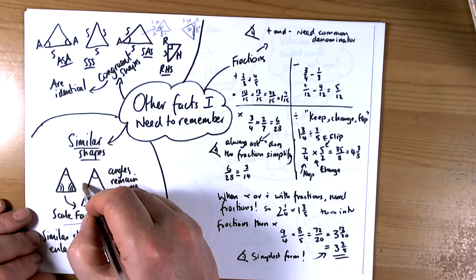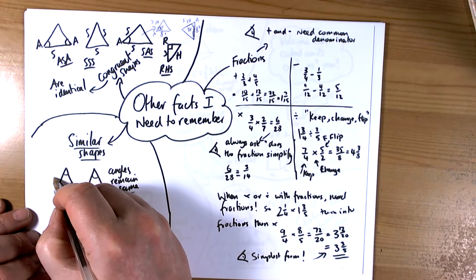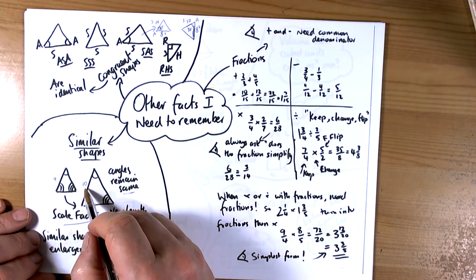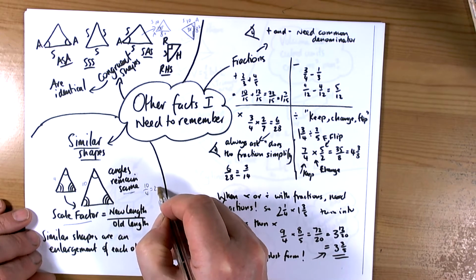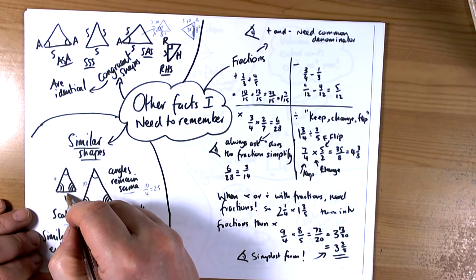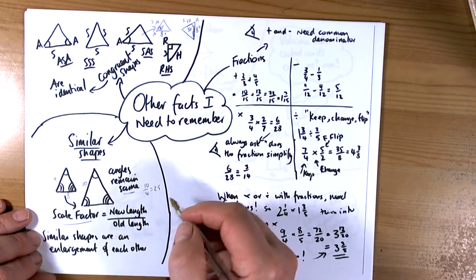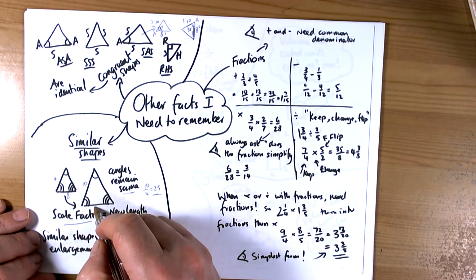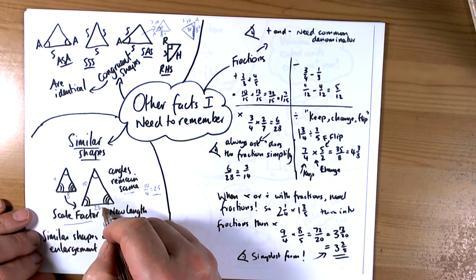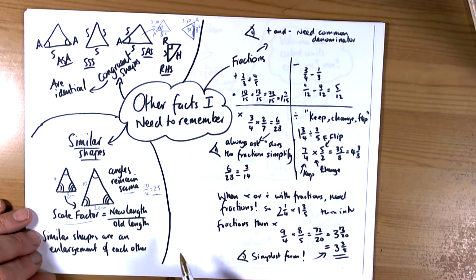So for example, if this was 10 and this was 4, then we'd be saying the scale factor is 10 divided by 4, 2.5. And so therefore that means that if this was 8, then this would have to be 2.5 times bigger. So 8, 2.5, 16, 20. So that would have to be 20 centimetres if it was all in centimetres. So scale factors are involved in similar shapes, and they're an enlargement of each other.